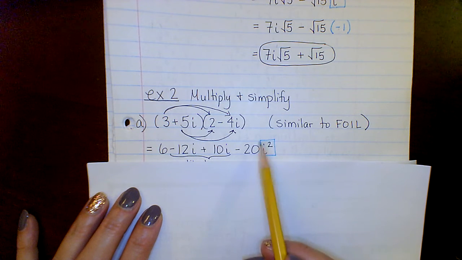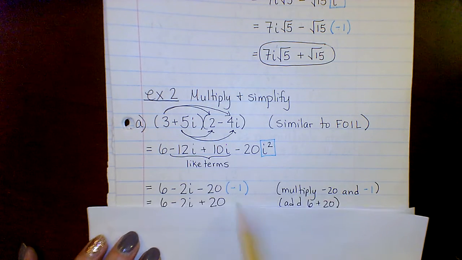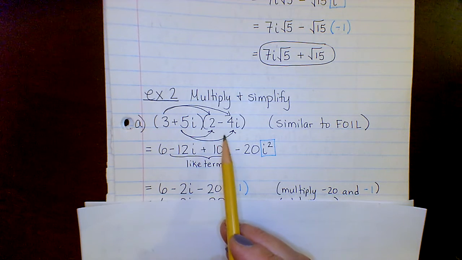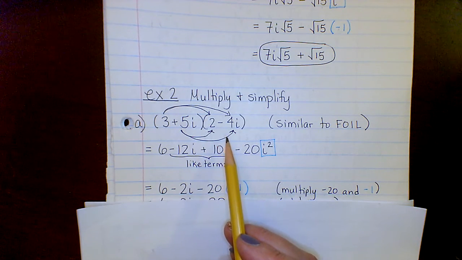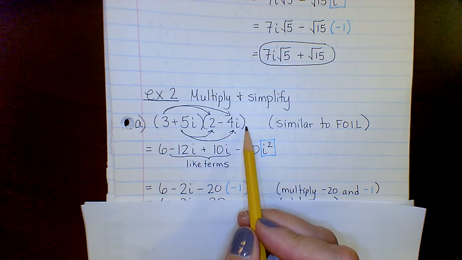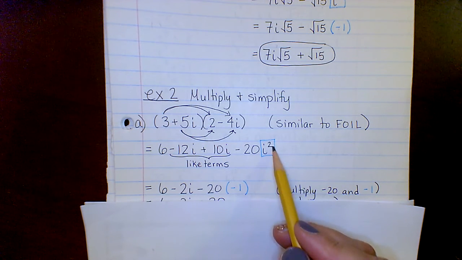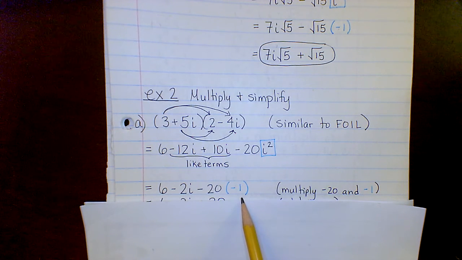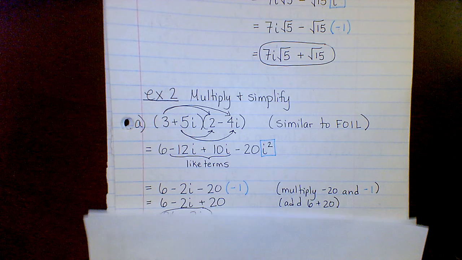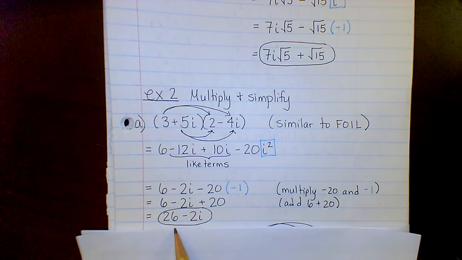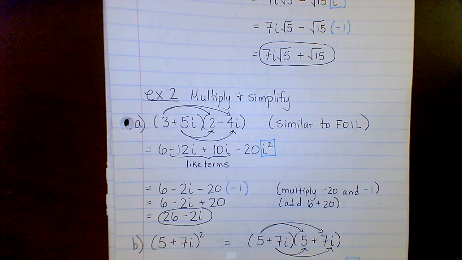See, it's in blue again. Every time there's an i squared, I'm going to change it to minus 1. This is, well, I shouldn't say no different, slightly different than if there were an x here. The only difference is instead of having x squared in your answer, we have i squared, which simplifies to be minus 1. So if you multiply those two together, you're going to get a positive 20. And then if you add the 6 and the 20, those like terms, you get 26 minus 2i.